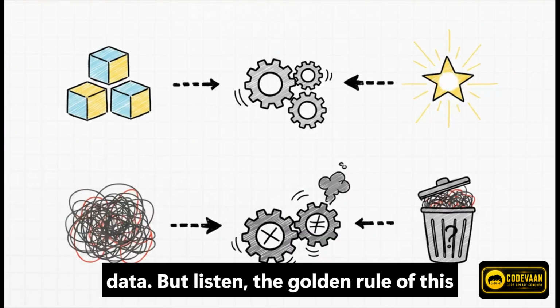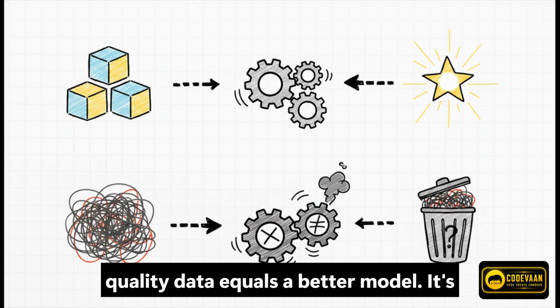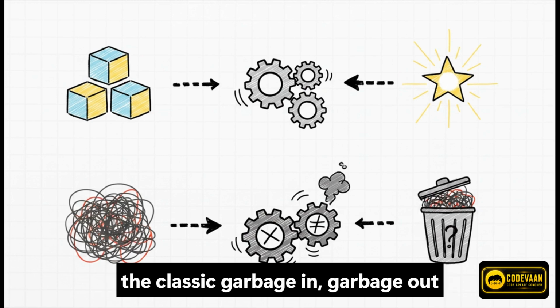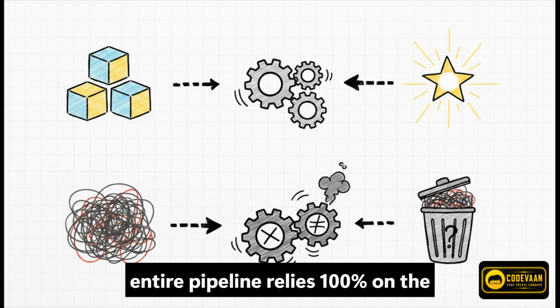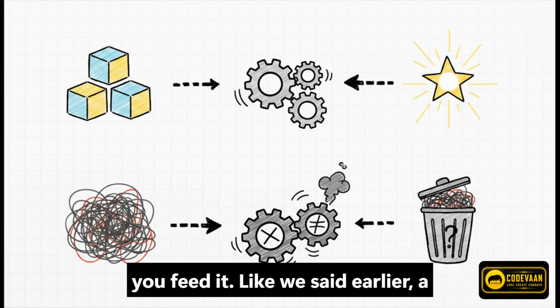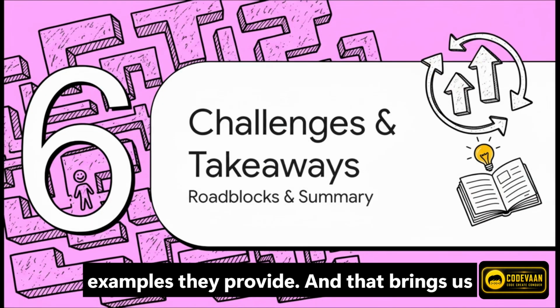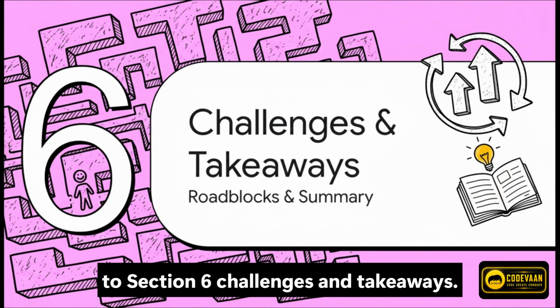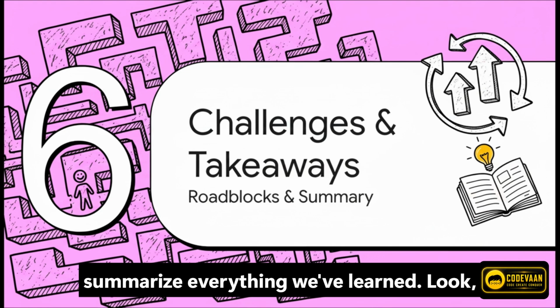But listen, the golden rule of this entire process is super simple. More quality data equals a better model. Period. It's the classic garbage in, garbage out scenario. You have to remember that this entire pipeline relies 100% on the statistical quality of the information you feed it. Like we said earlier, a teacher is only ever as good as the examples they provide. And that brings us to Section 6, Challenges and Takeaways. Let's look at some roadblocks and summarize everything we've learned.